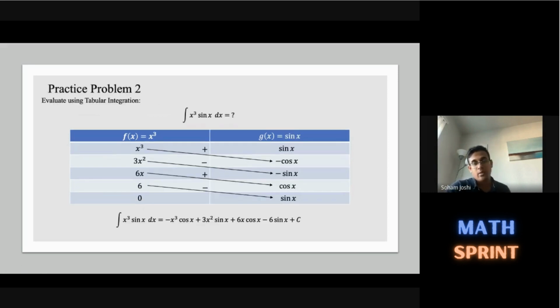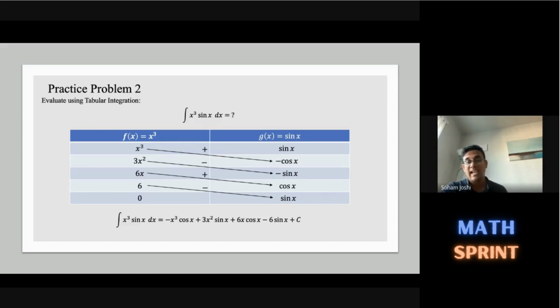All right, so here's another one. We need to integrate x cubed times sine x. Sorry about that. Now, why did we choose x cubed to be our f of x and sine x to be our g of x? Because differentiating x cubed repeatedly will eventually lead us to 0.